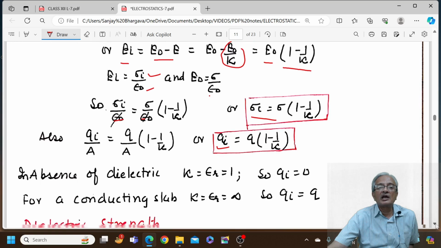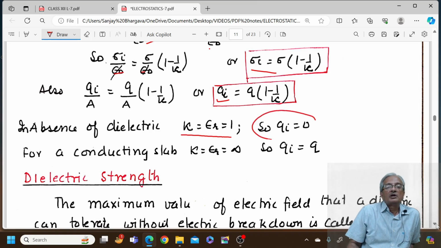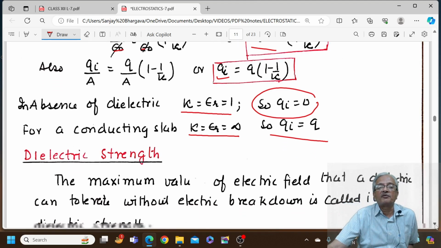These two equations are helpful in calculating the magnitude of the induced charge and the value of induced charge density. In absence of dielectric, K is equal to epsilon R is equal to 1, so Qi would be equal to 0. For a conducting slab, K would be equal to infinity, so 1 upon infinity would be 0, so Qi would be equal to Q. The magnitude of the induced charge would be equal to the charge itself.